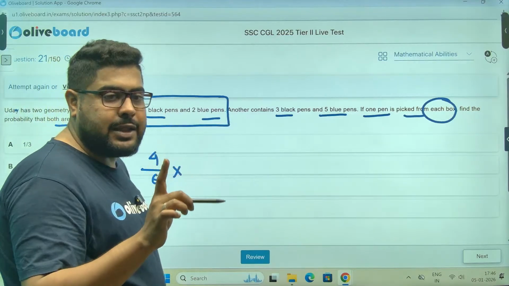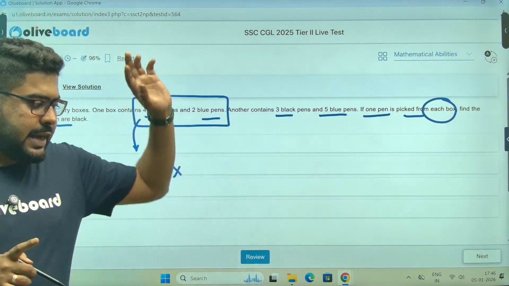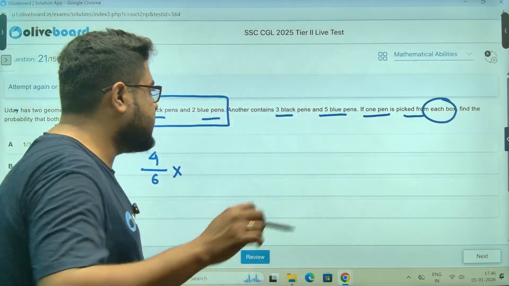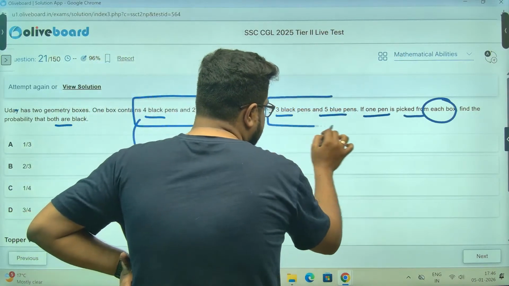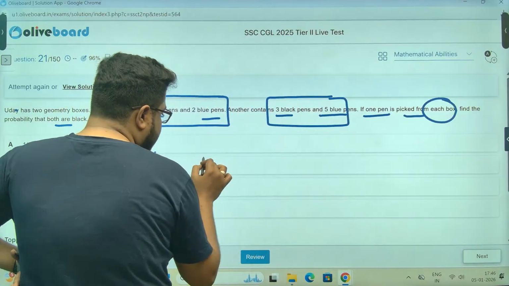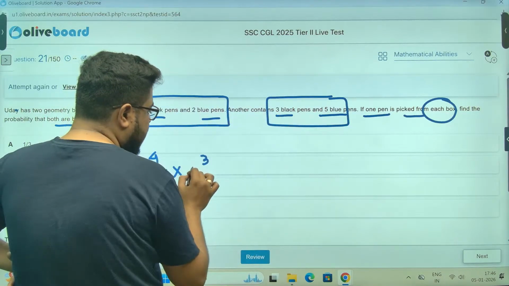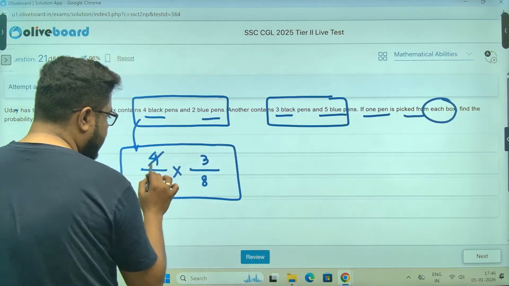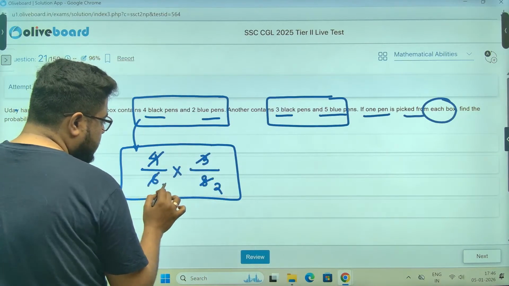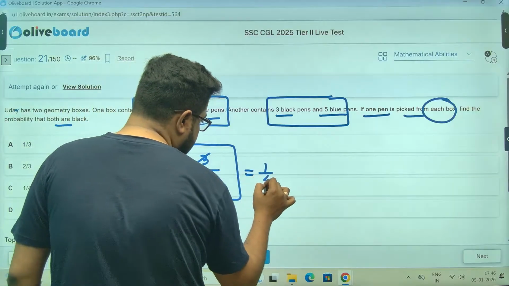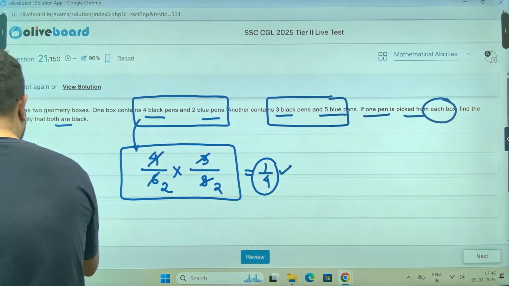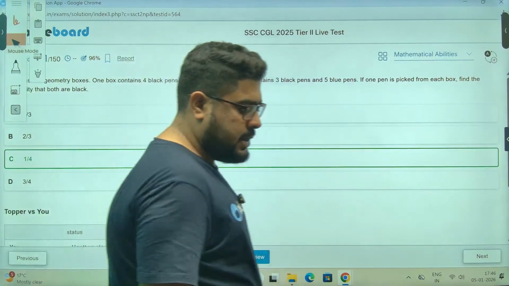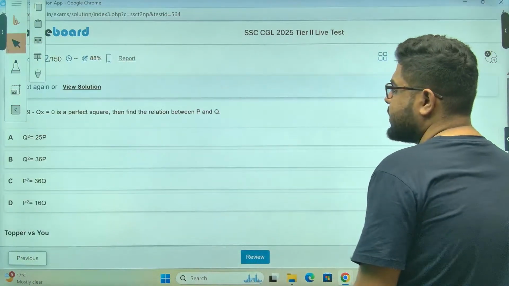Into, my work is not done, that is why multiplication, because I still have to pick a black pen from the second box. In the second box, sir, 3 black, 5 blue. So I will pick one. Probability of getting black, 3 out of 5 plus 3, 8. So this is my total probability. Calculate, sir, 4 twos, 3 twos. Sir, 1 by 4 is the answer. 1 by 4 is most definitely your correct answer. Done. Chalo, next one, sir.